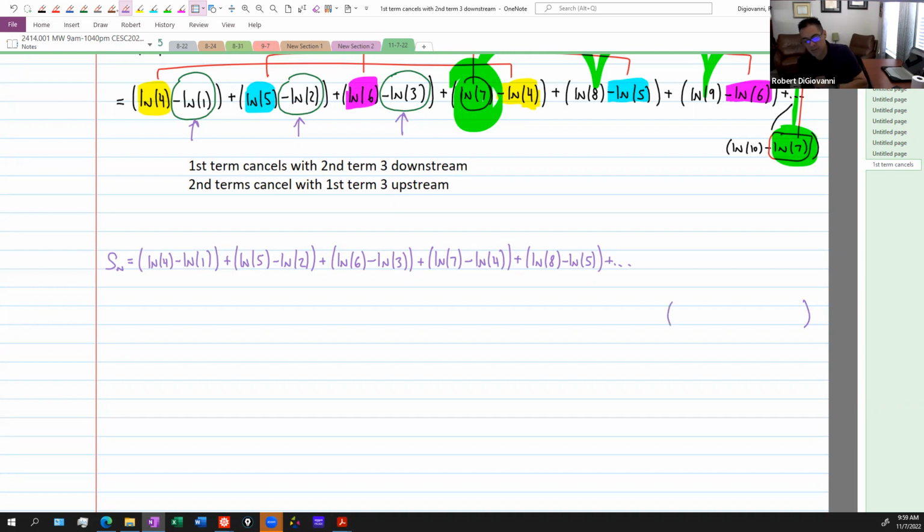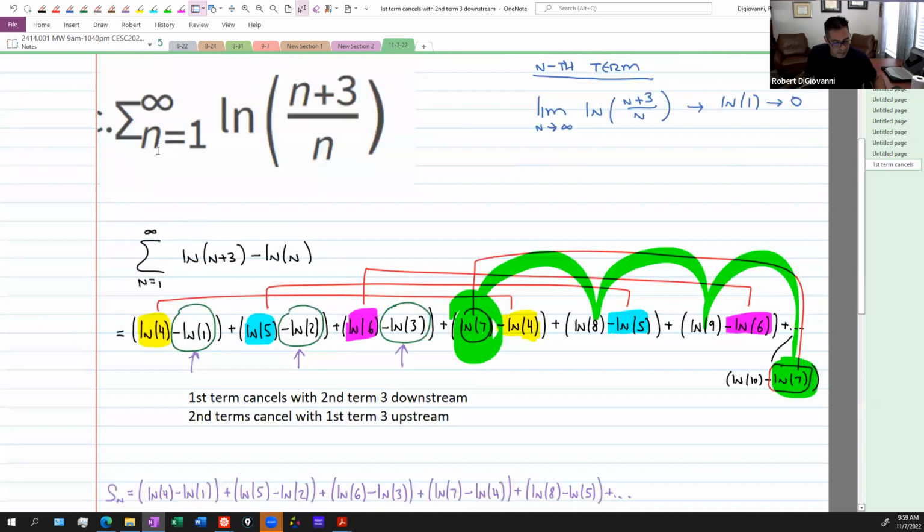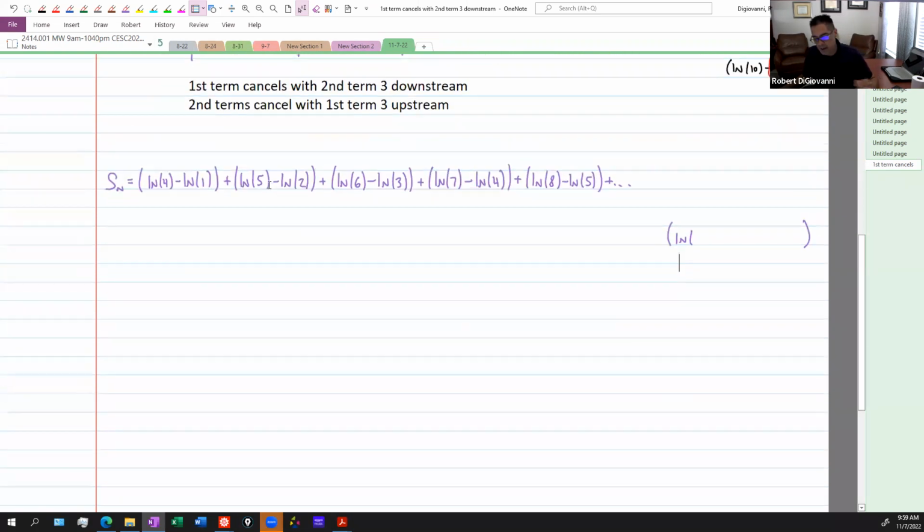My very last term, if I stopped at n, would be natural log of, I forgot the formula. Let me go back up here. n plus 3 and then n. So this will be natural log of n plus 3 and then minus natural log n. That's what would happen if I stop at n.